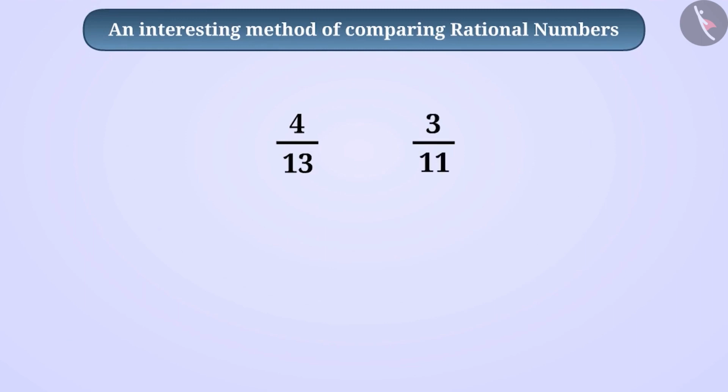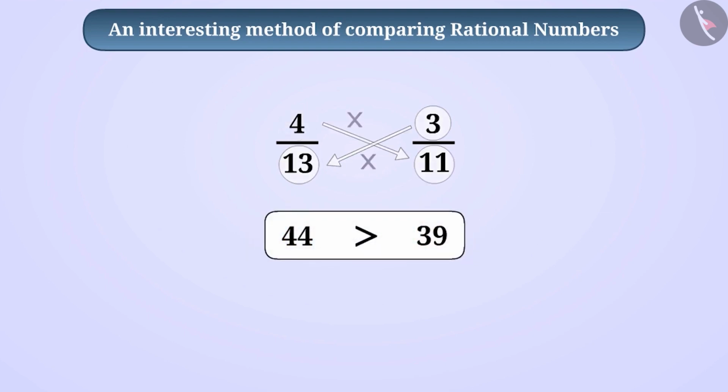To compare the two numbers, we will multiply the numerator 4 of the first rational number with the denominator 11 of the second rational number. The result we get is 44. Similarly, we will multiply the numerator 3 of the second rational number with the denominator 13 of the first rational number. The result we get is 39. Here we see 44 is greater than 39. Therefore, we can say that 4 by 13 is greater than 3 by 11.